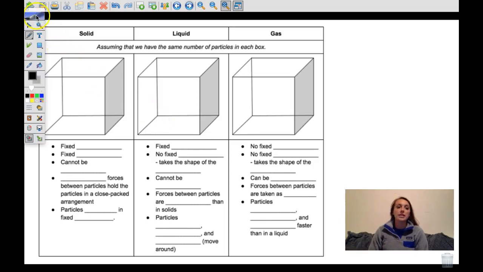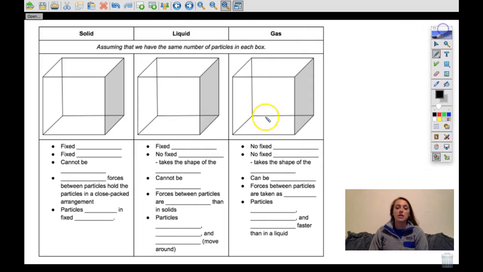So we have 3 states of matter. We have solids, liquids, and gases. And for this particular demonstration, we're going to assume that we have the same number of particles in each box. So when we have a solid, we can represent our solid as a cube within a cube. Because a solid has a fixed volume, meaning it has a defined amount of space.